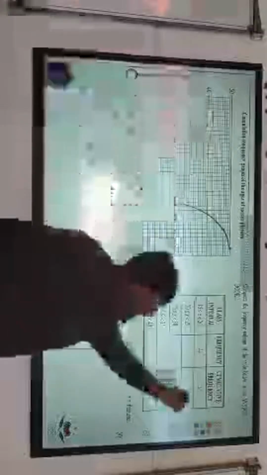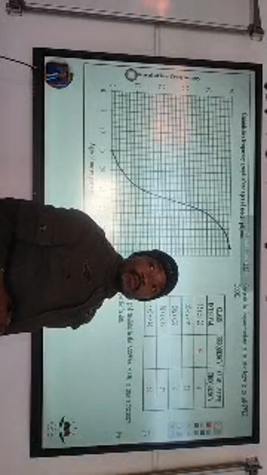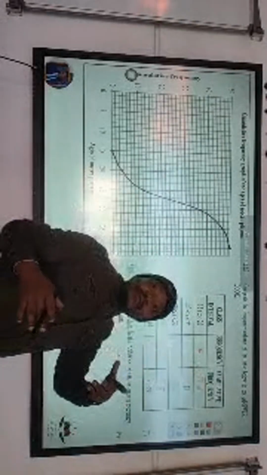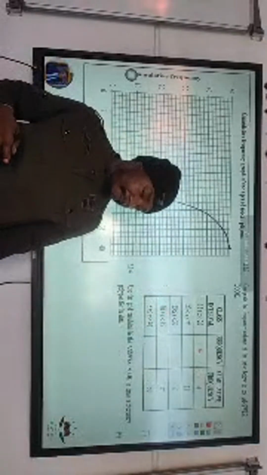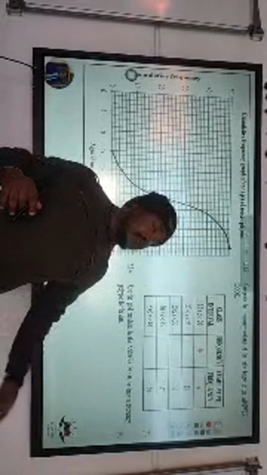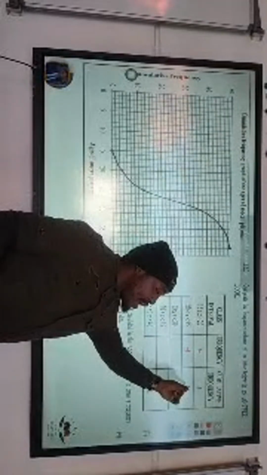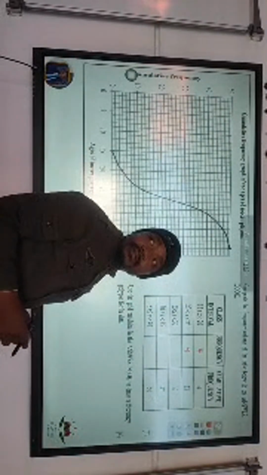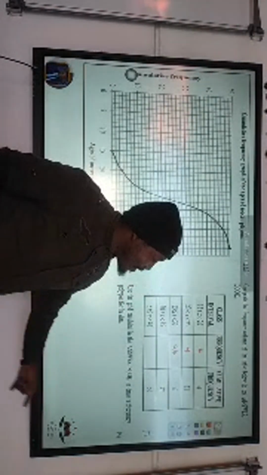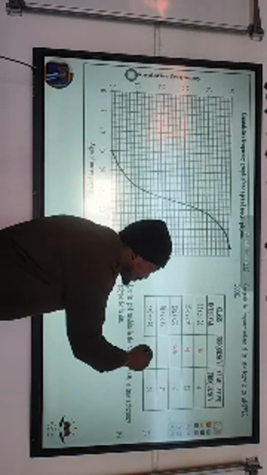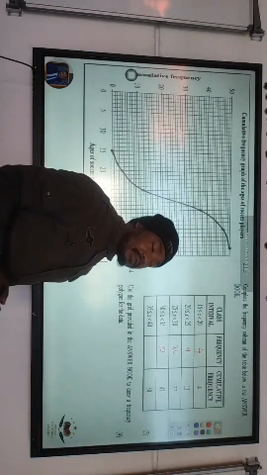So it will be 13 minus 4. When we are given the cumulative frequency, we are going backwards. Check what you are given. So it's 13 minus 4, which is 9. And then 37 minus 13. It's going to be 47 minus 37, 10. 50 minus 47.